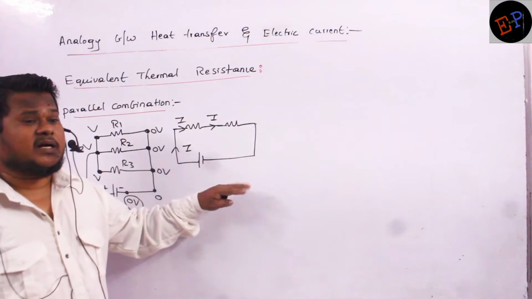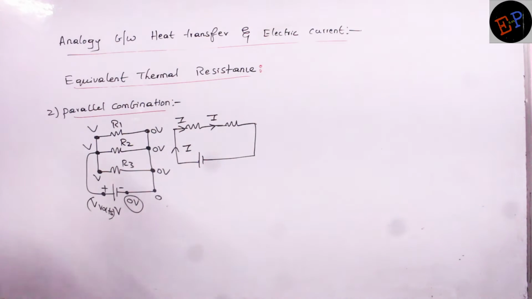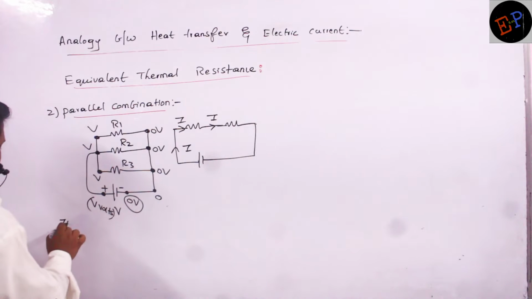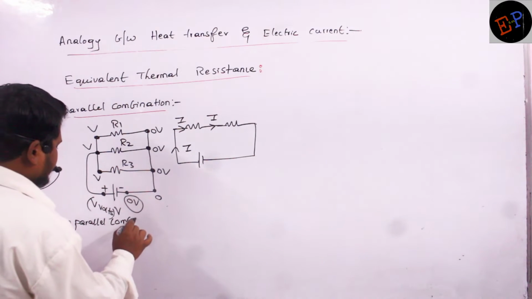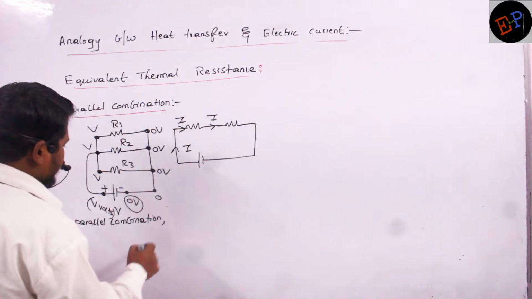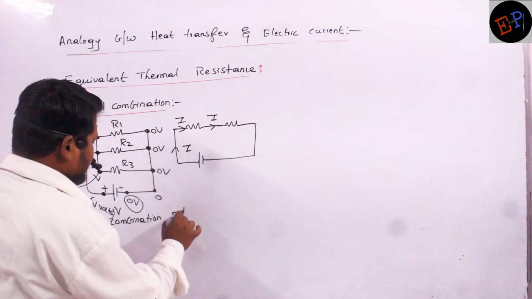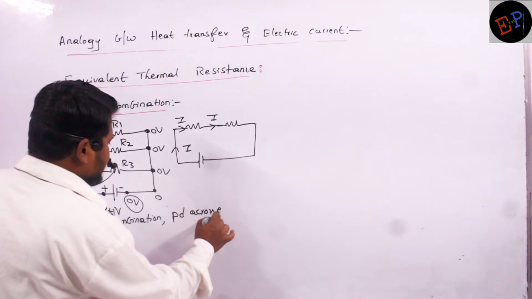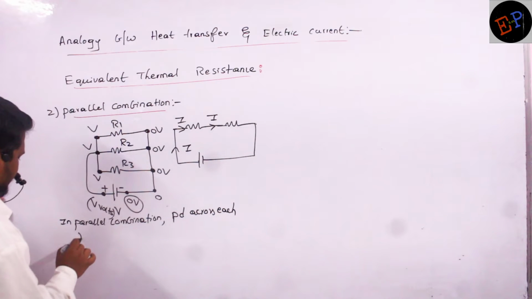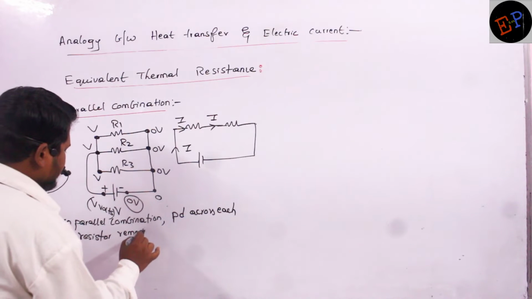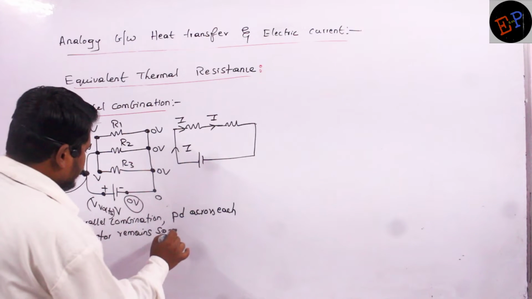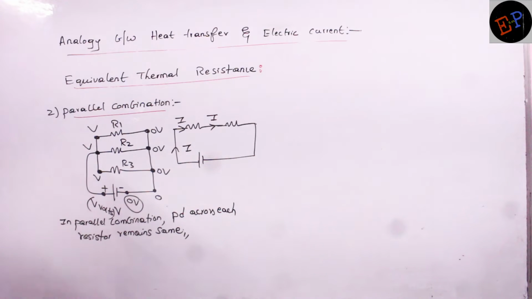But in series combination, current remains the same. That is the difference. So therefore here what I can write, in parallel combination, potential difference across each resistor remains the same. Understood? That is what is happening. So therefore, now let us see. But what about current?